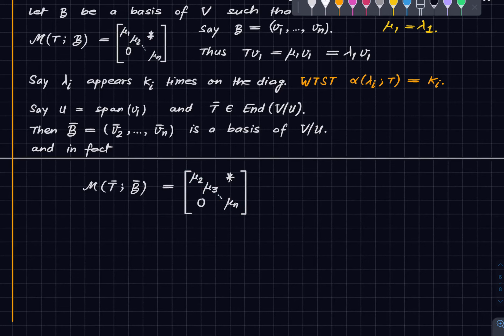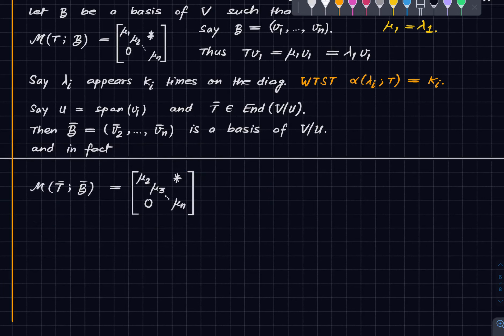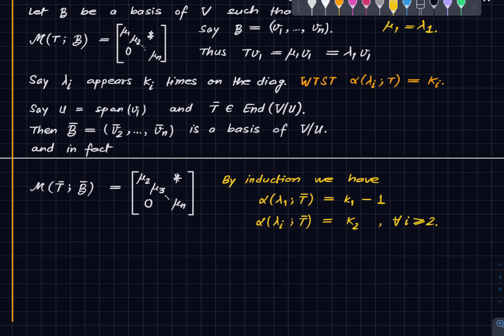All right. So now, since T bar is also an upper triangulable endomorphism on a vector space of dimension smaller than V, by induction we have, this is a crucial step, that the algebraic multiplicity of lambda 1 is the number of times lambda 1 appears on the diagonal, which is 1 less than k1, and for lambda i, this is ki for all i greater than or equal to 2.